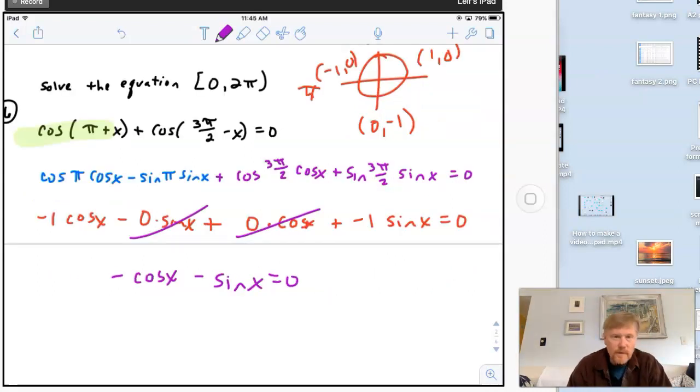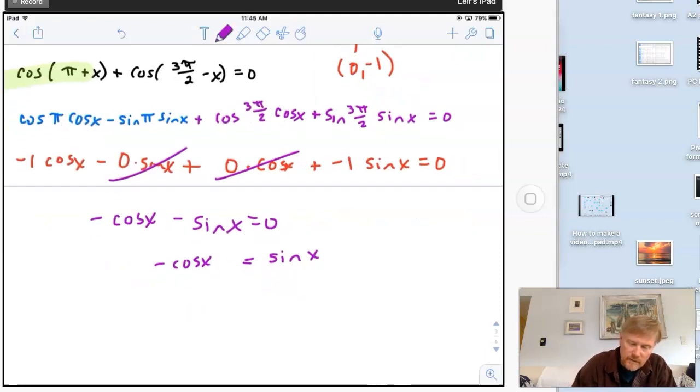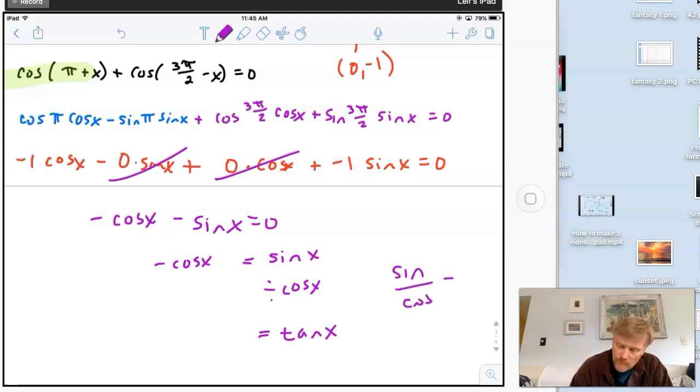Okay, so I'm here. I got negative cosine of x minus sine of x, and I'm solving this equals 0, which means if I bring the sine to the right side by adding sine of x to both sides, I got negative cosine of x equals sine of x. Now I can divide by the cosine of x. And sine divided by cosine, we already said that during this class, that's the tangent. And I'm left with a -1. So tangent equals -1.